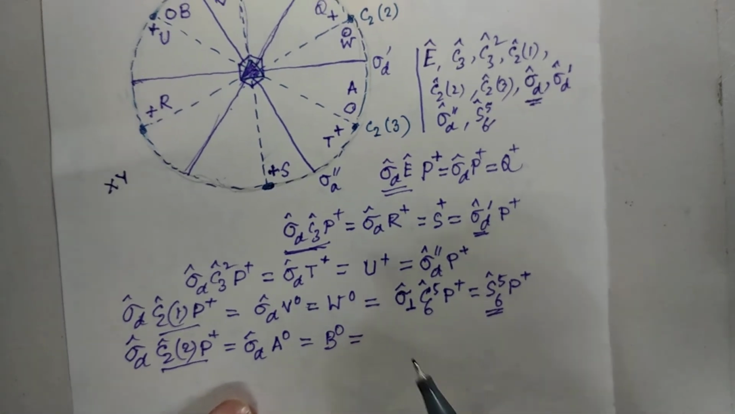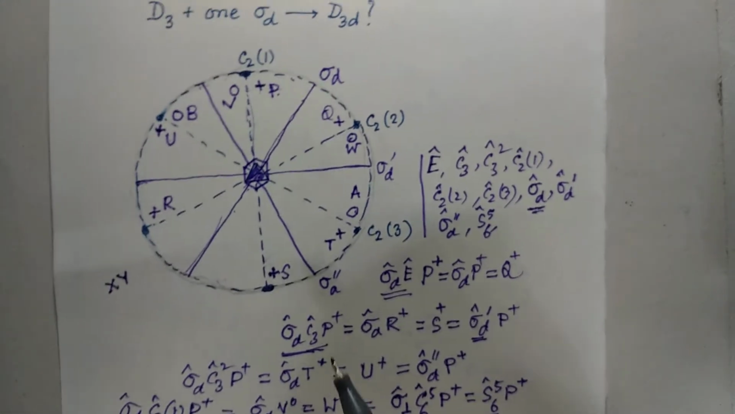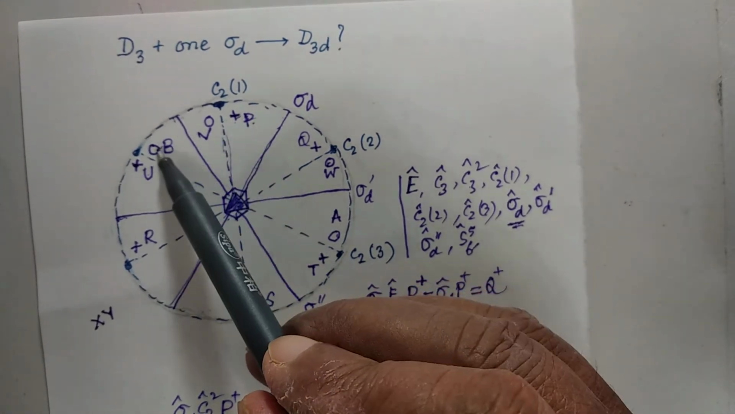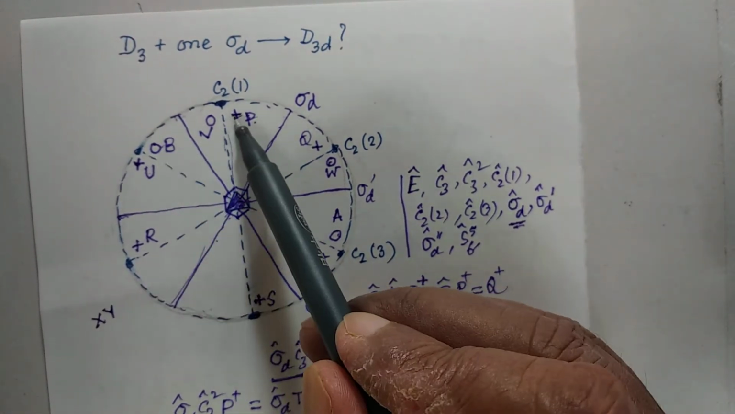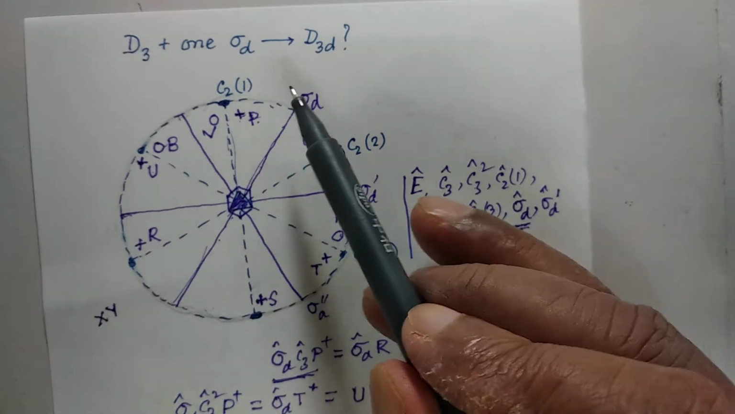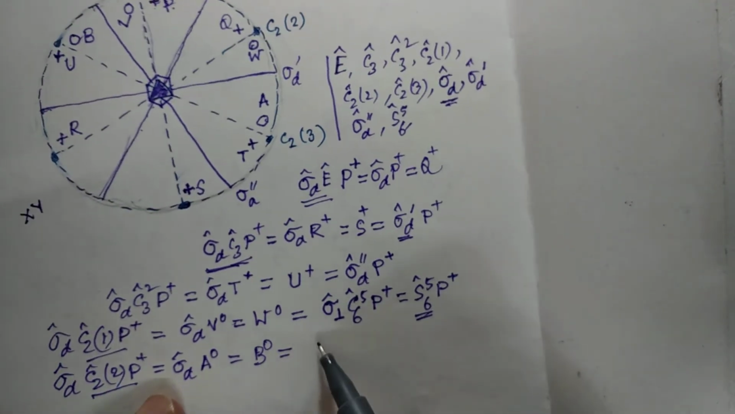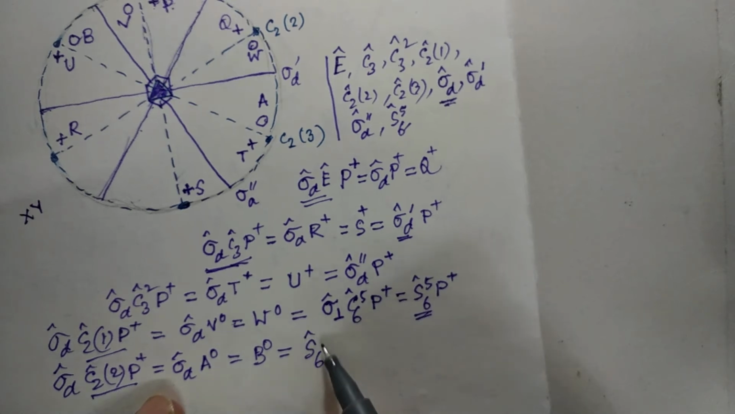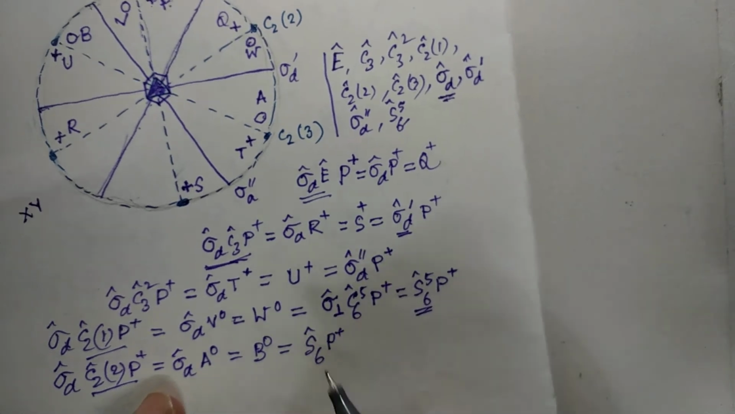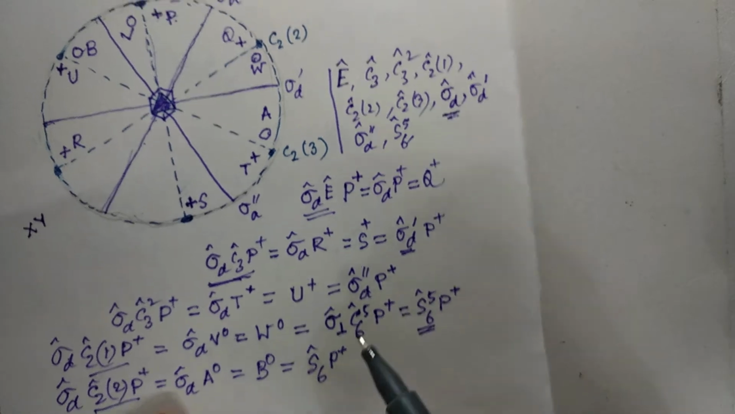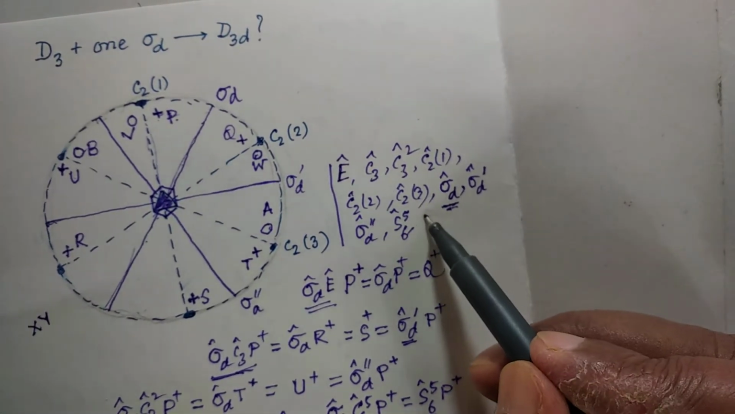And then how can we come from P plus to B hollow? By a 60 degree rotation and then reflection on a perpendicular plane. So this is actually an S6 operation carried out on P plus. Therefore we have generated the S6 operation.